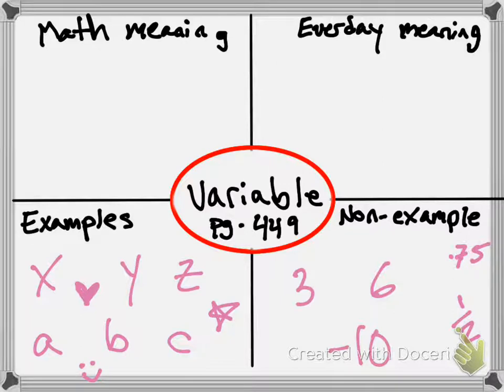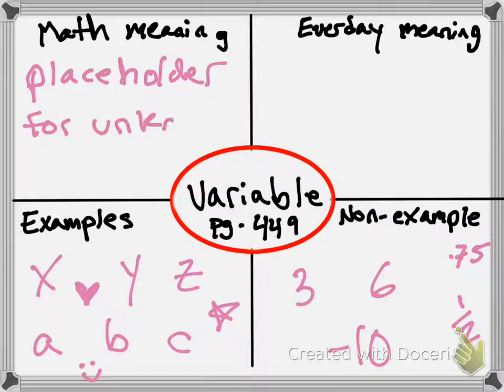So, the math meaning of a variable, what's a good example? Give me one, Hannah. A placeholder for an unknown number. That's a great one. That is great. So, it's a placeholder. In fact, that leads us directly into our lesson. So, it's a placeholder for an unknown value. That's supposed to be a U. So it's a placeholder for an unknown value, which is excellent.